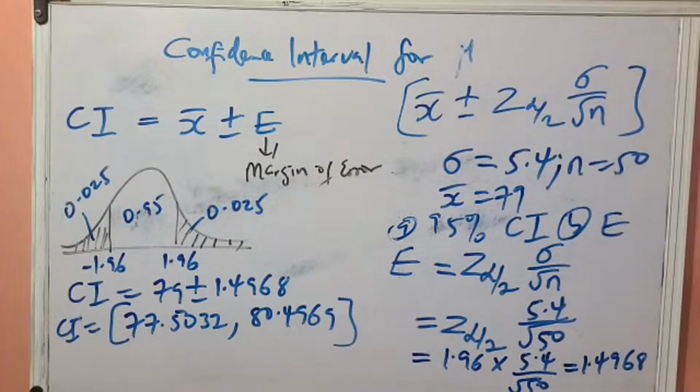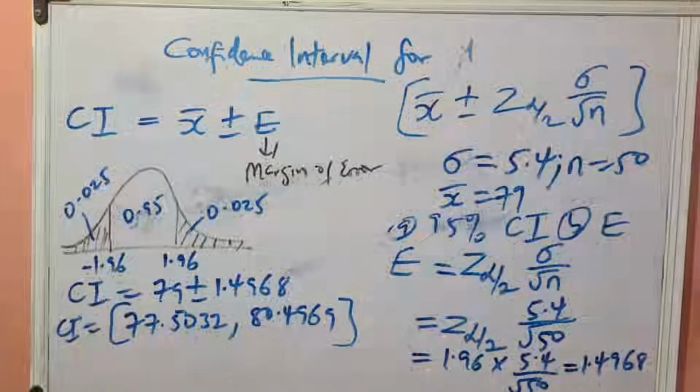This is how you find it; it's quite simple. I'm sure you agree that this is not a big deal. It's all about just understanding the flow of things. So our conclusion is that we are 95% confident that the population mean is between 77.5032 and 80.4969. So the meaning of this is, when we say we are 95% confident, look at it this way.